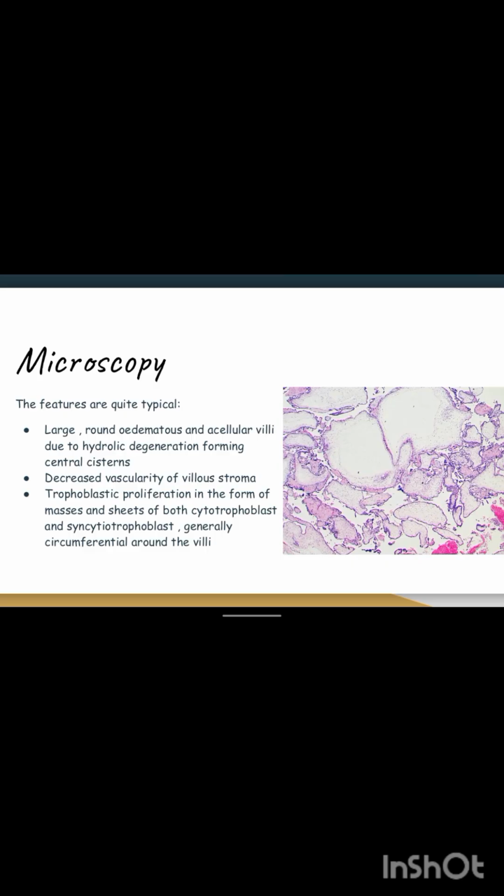Here we can see round edematous acellular villi. This is due to hydropic degeneration forming central cisterns, and there is decreased vascularity of villus stroma. Also, here we can notice that there are not a lot of blood vessels. Usually in the placenta there are a lot of blood vessels, that is fetal blood vessels and the maternal blood vessels.